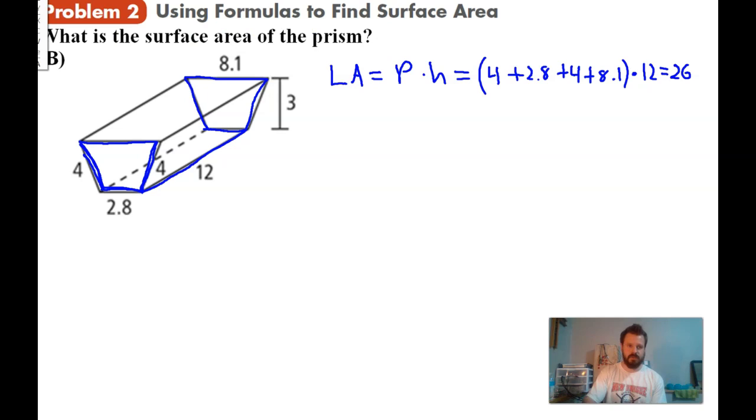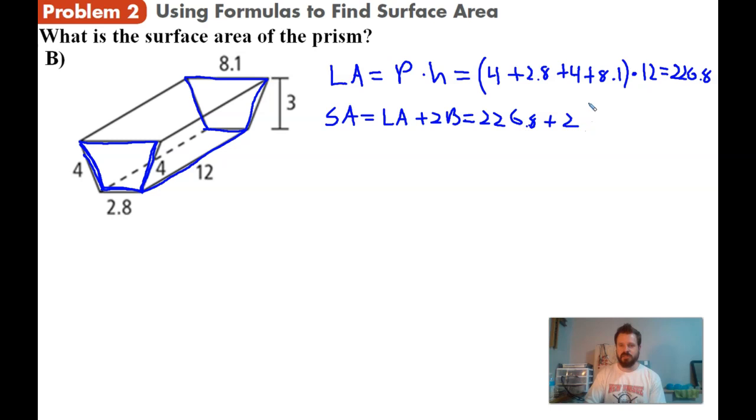When I multiply that through, I get 226.8. We'll squeeze it in there. And again, what that just took care of was all four of these lateral faces between the bases at one time. And then from there, surface area equals the lateral area we found plus 2B. In other words, the lateral area, that 226.8, plus 2 because there's two bases.